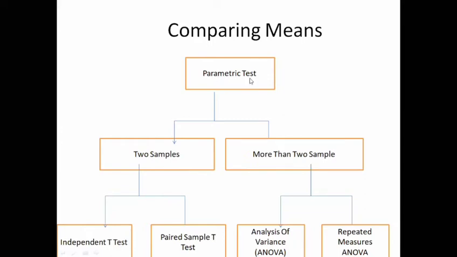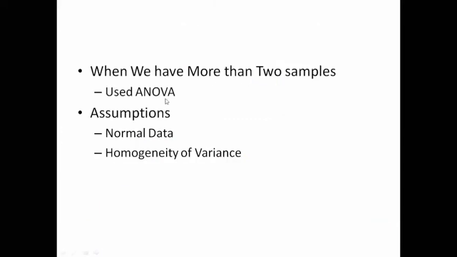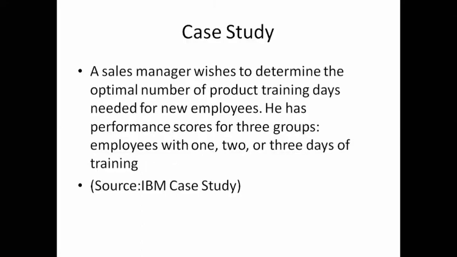So we use ANOVA when we have more than two samples and normal data and homogeneity of variance, and data should be collected on a metric scale, that is, interval scale. Now let's have a look at this case. A sales manager wishes to determine the optimal number of product training days needed for new employees, and he has performance scores for three groups.